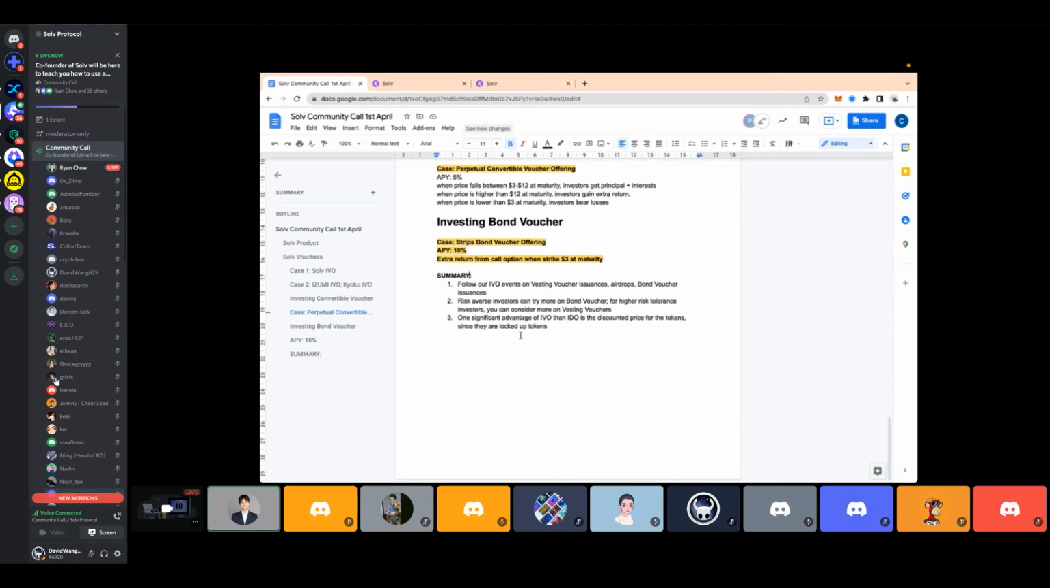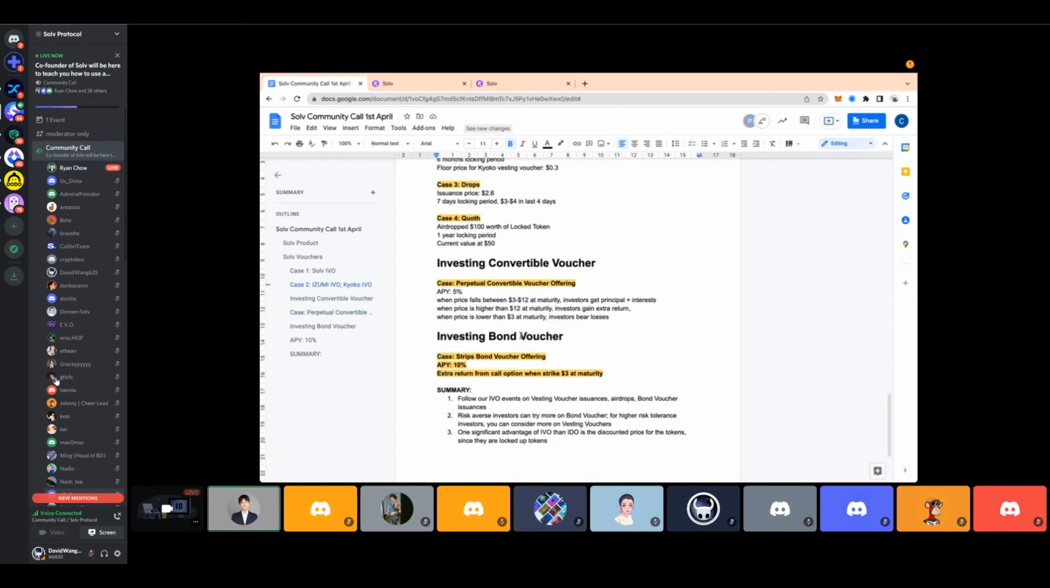And third, the final point is that one significant advantage of IPO over IDO is the discounted price for the tokens. If you are really bullish on some specific projects and you don't have any plan to sell the tokens, then you can just try the IPO, because the price must be lower than IDO, which means it costs you less money to purchase tokens from the projects. So that's the key point. That's the summary.